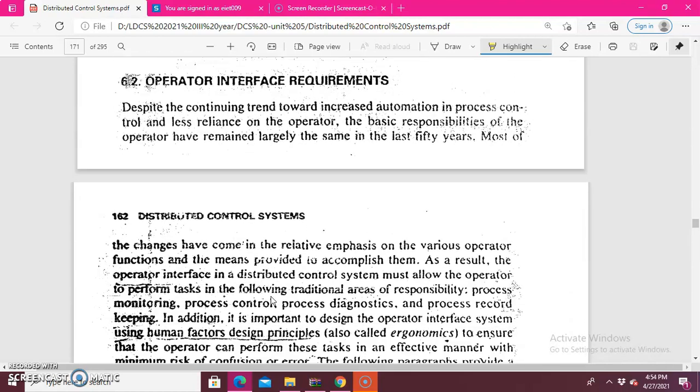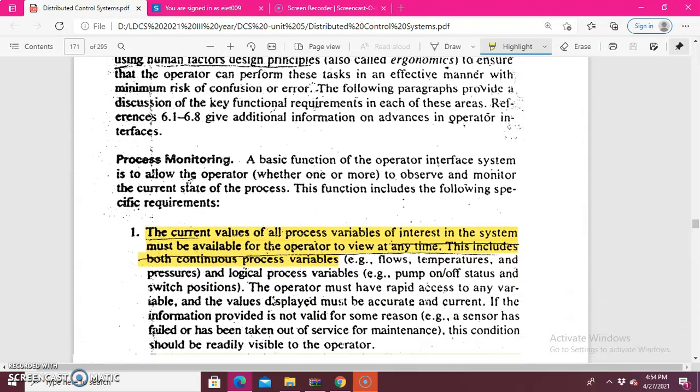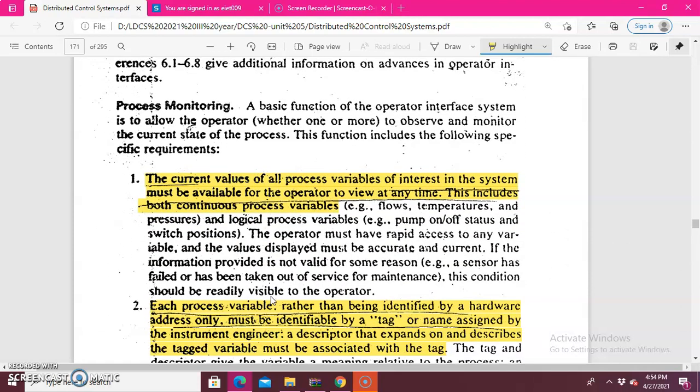The next one is about the requirements. So what are the operator interface requirements we have? The main function of the operator is monitoring the process. Whatever the variable may be, he has to observe and monitor the status of the process. For that reason, we need many specific requirements. The requirements are like the current value of the process variable.